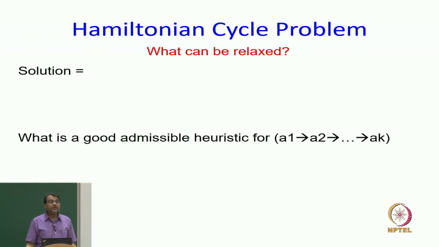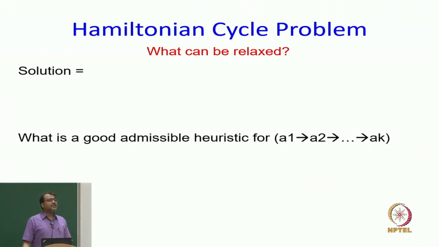And my edge would be expansion, and the expansion would be what? Suppose I currently have a path A1, A2, A3 up to AK in my state, then the next child would do what? Visit an unvisited node from AK. So, I will go from A1, A2, A3 up to AK to A1, A2, A3 up to AK plus 1, and the AK plus 1 can be one of many. So, therefore, I will have many children. Okay. So, this is my state space.